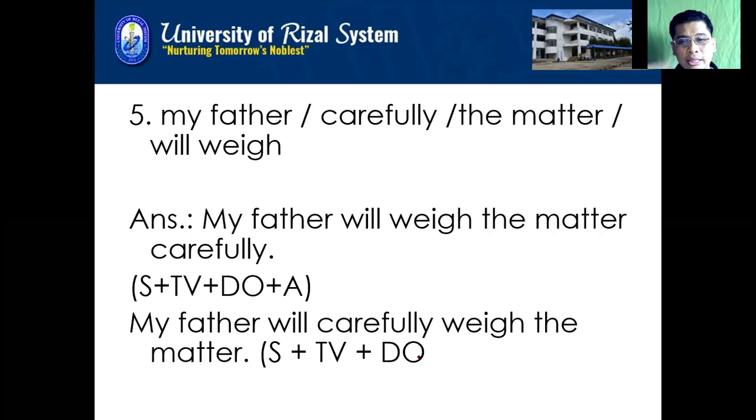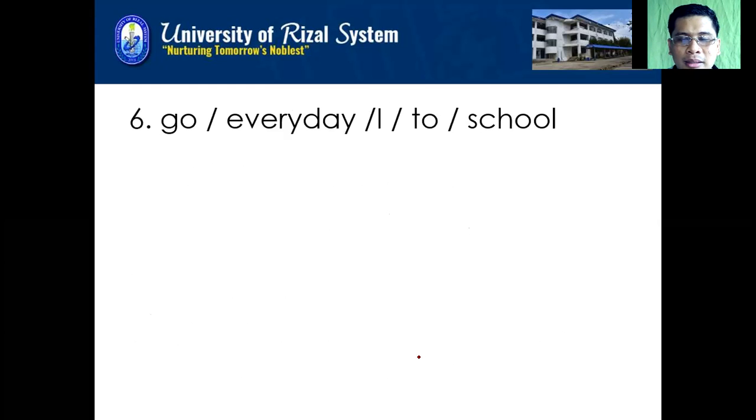Or you can also consider this: my father will carefully weigh the matter. Will carefully weigh the matter, and that makes it as transitive verb, direct object. Okay, you can consider that one.